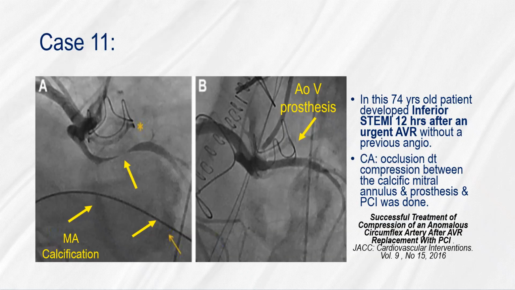And in this patient, no previous angiography was done before an urgent aortic valve replacement. Inferior STEMI occurred 12 hours after the operation. Coronary angiography showed occlusion of the CX and PCI was done.